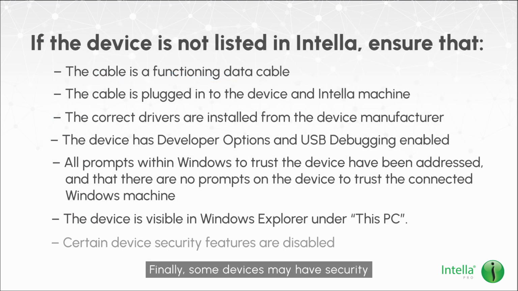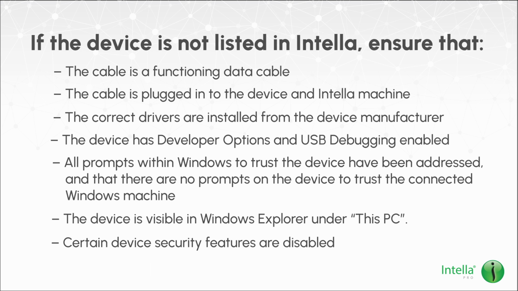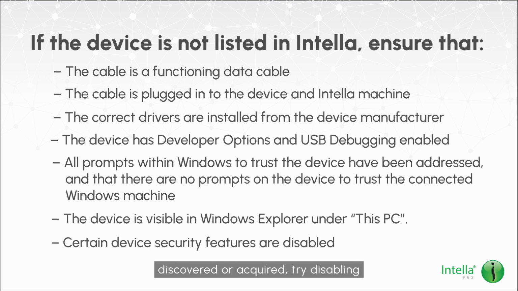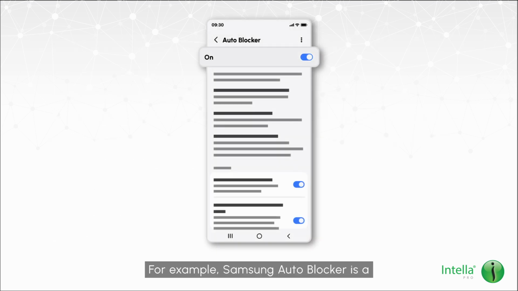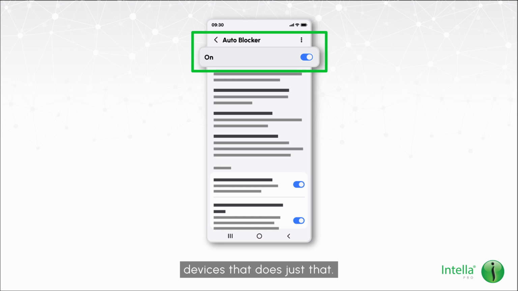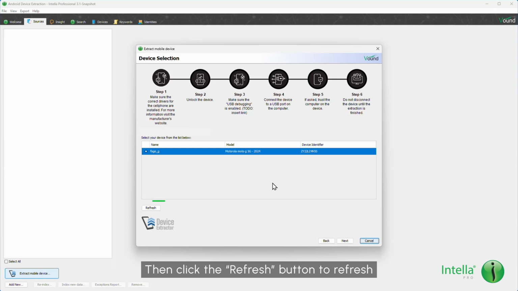Finally, some devices may have security features that, when enabled, will block potentially unsafe actions, such as installing apps from unknown sources or allowing ADB commands. These blockers may interfere with the collection process. So if you find the device cannot be discovered or acquired, try disabling these security apps in the device's settings. For example, Samsung Auto Blocker is a security feature on Samsung devices that does just that. To disable it, you can navigate from Settings to Security and Privacy to Auto Blocker, then toggle Auto Blocker off. Then click the Refresh button to refresh the list of available devices. Select the device to acquire and click Next.